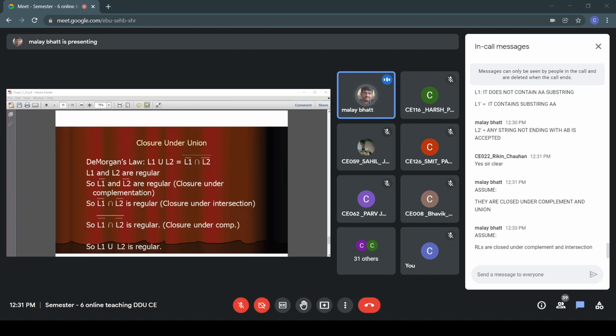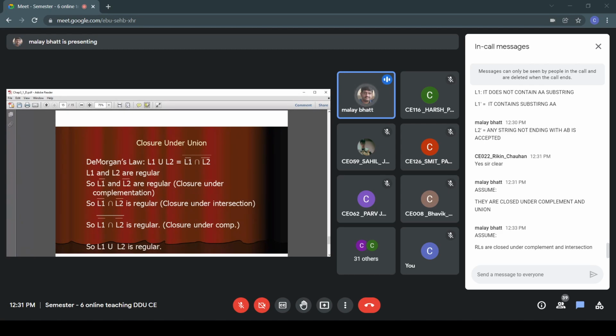Again, we'll take in the same way that L1 and L2 are regular languages. Definitely L1 complement and L2 complement are regular languages. Now we'll use another assumption, intersection. So L1 complement intersection with L2 complement is a regular language.